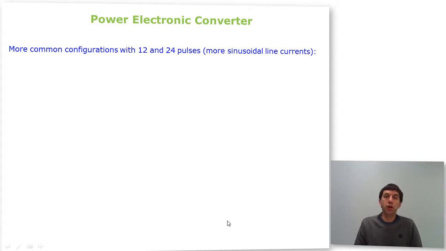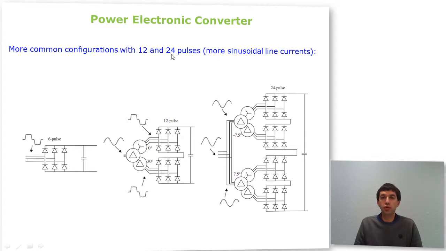So more commonly, these types of configurations are used with 12-pulse and 24-pulse diode rectifiers, such as in here and in here. In order to do that, we need more complex transformers for the 12 pulses, and for the 24 pulses we will need here 4 secondaries and here 2 secondaries. However, the main advantage of this configuration is that the line currents that the ship's network must provide are much more sinusoidal compared to the 6-pulse diode rectifier, which is a very recommendable advantage.